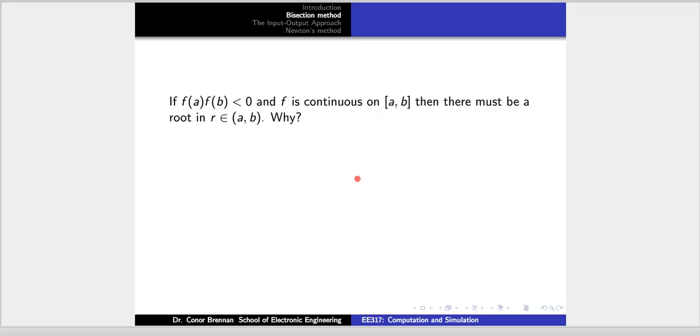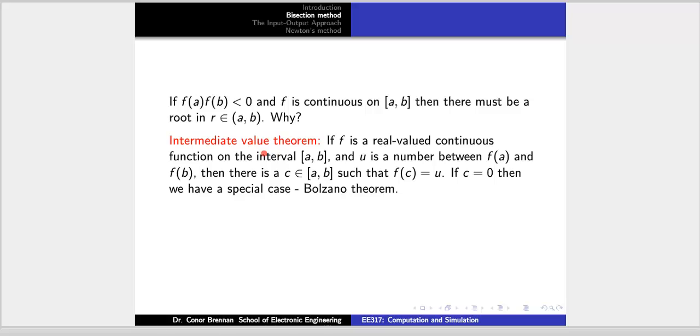So if f(a) f(b) is negative, in other words, one is above and one is below the x-axis, and f is continuous on [a, b], back in first year, the DCU people, we would have talked about continuity and what continuity means. Well, if f is continuous on [a, b], there must be a root somewhere between a and b. And why is that? Well, it's a consequence of a theorem that we're not going to prove, so I'm just going to flash it up here so that you're aware of it.